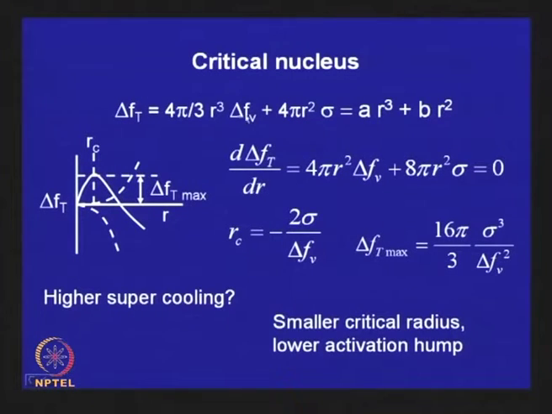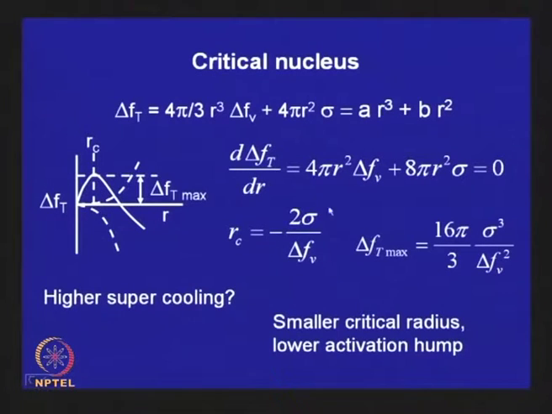So, you differentiate this with respect to r and then equate it to 0. In that case, you get the critical nucleus size to be twice sigma over delta FV, that is free energy per unit volume. And you can substitute this back into this, and you get the magnitude of this energy hump.